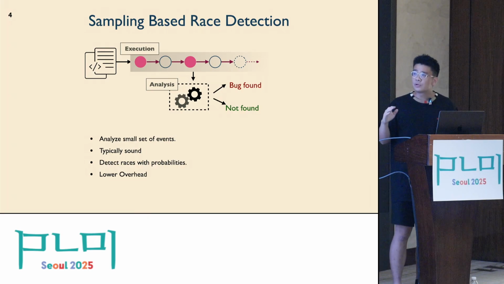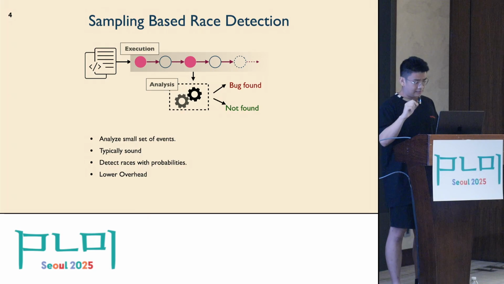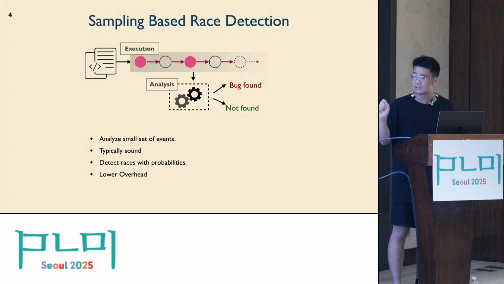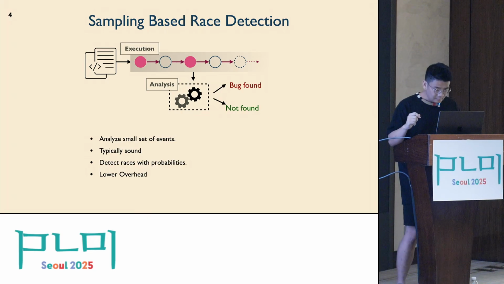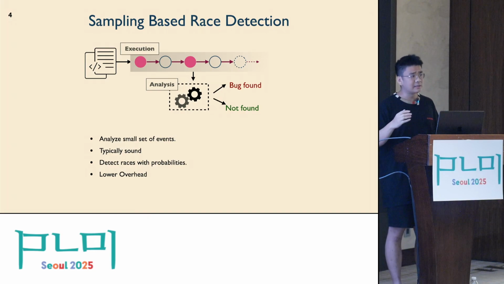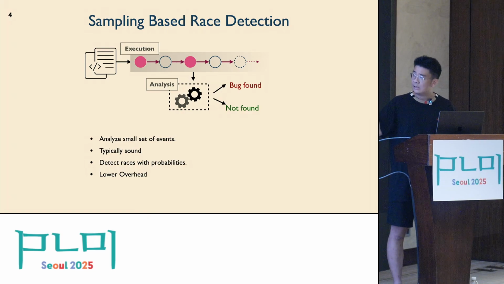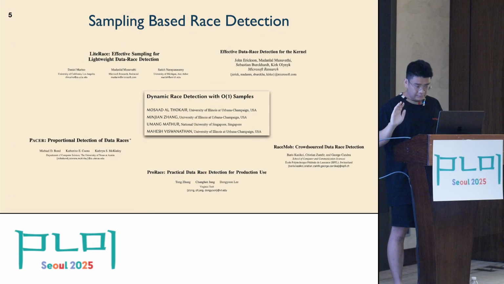The high-level intuition is that meaningful behavior information of the program can often be extracted without analyzing every event in full detail. So sampling-based race detection is, again, still typically sound, namely we do not tolerate any false alarms. And it has much lower overhead compared to the other case. It detects races with some probabilistic guarantee, depending on how the events are sampled. Given these advantages, it's not surprising there has been extensive research on this topic.